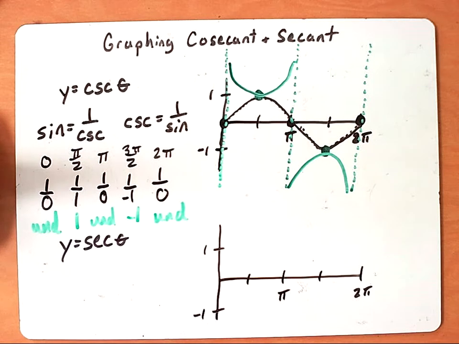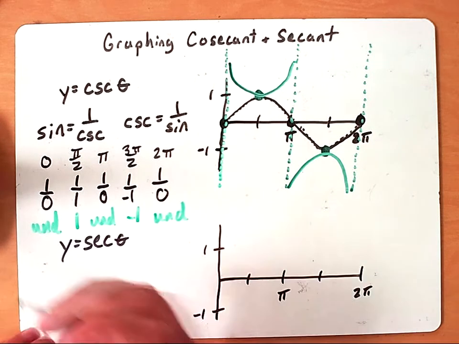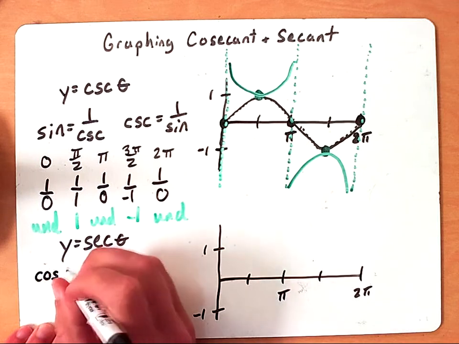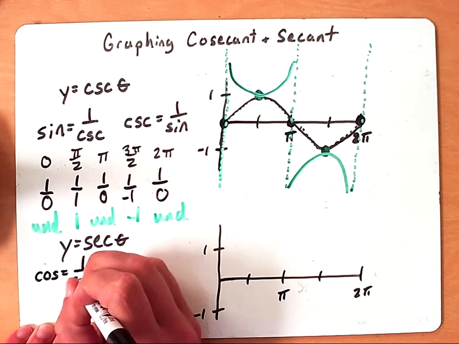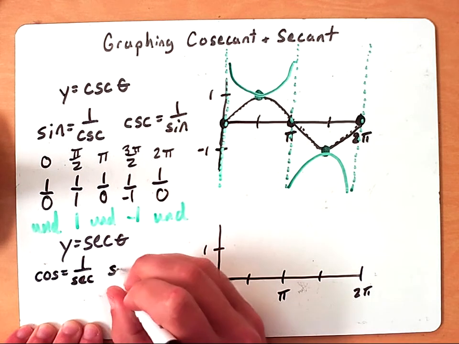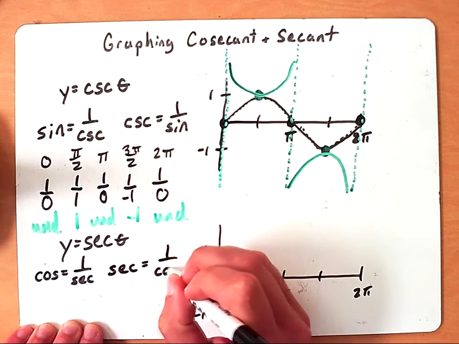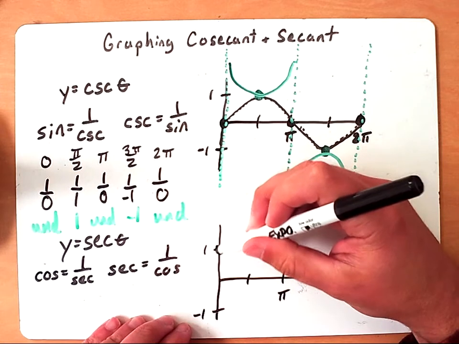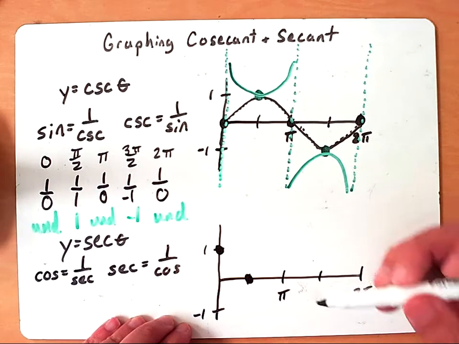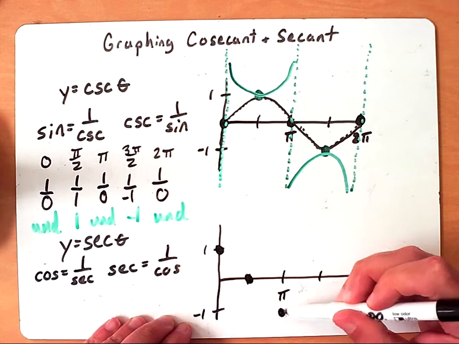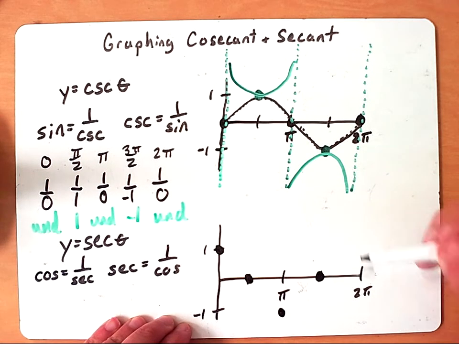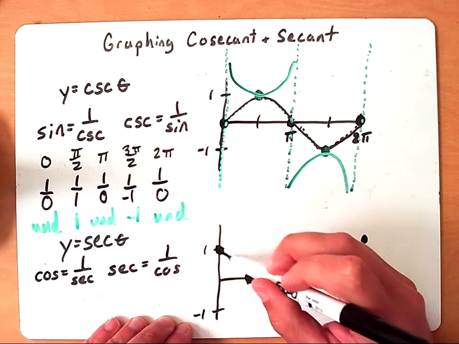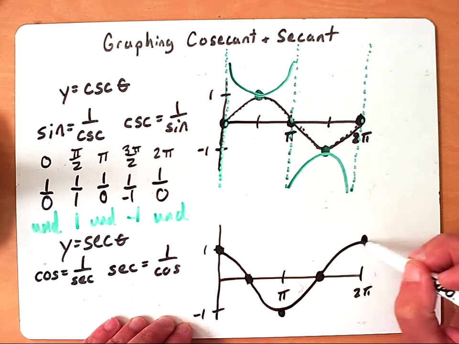Just like we used the sine graph to find cosecant, we know that cosine and secant have a reciprocal relationship. And so we can use a cosine graph to find out where our secant points will be. A cosine graph is going to start at 1. At pi over 2, it's at 0. At pi, it's at negative 1. At 3 pi over 2, it's at 0. And at 2 pi, it's going to be at positive 1. So our cosine graph for our parent function will look like this.